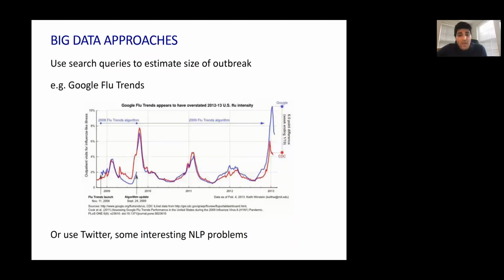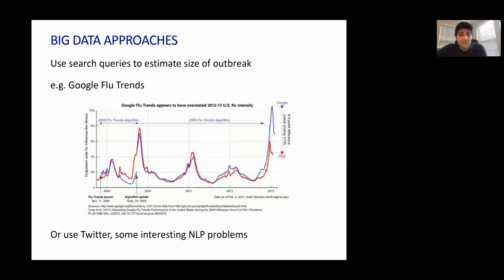And the basic idea is that Google has access to this amazingly rich source of data, which is search queries. So you can get some idea of how many people are worried about the fact that they might have the flu by searching, for example, for flu symptoms or other types of things like what are good remedies, should I be running a humidifier, that kind of thing.